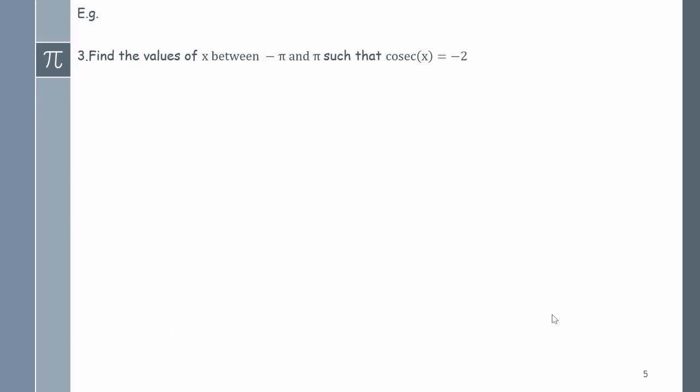Last example. Find the values of x between negative pi and pi such that cosec x equals negative 2. Okay, we start with the usual. So I want to write cosec x in terms of sine, cos, or tan. Cosec, remember, will go with sine. And cosec, recall, equaled negative 2 in this case. So I'm just going to put that in there. So I can rewrite this equation as 1 over sine x is equal to negative 2.